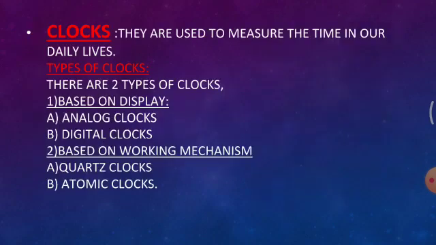Clocks are instruments or devices which are used to measure time in our daily lives. Types of clocks. Based on the display and based on the working mechanism, clocks are of two types. The first one, based on display: analog clocks and digital clocks. Based on working mechanism: quartz clocks and atomic clocks. Now we will discuss one by one.